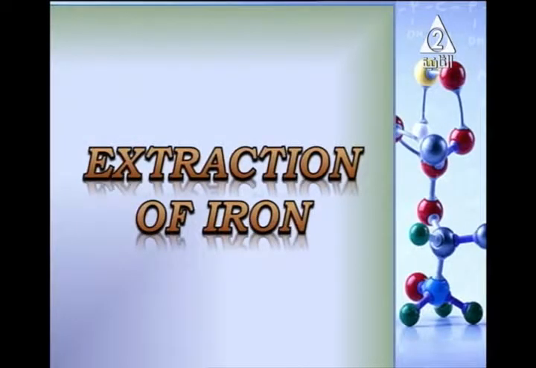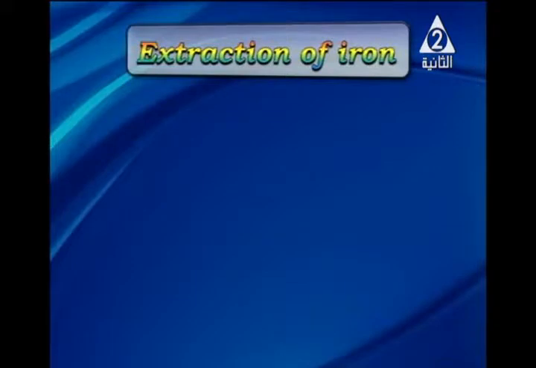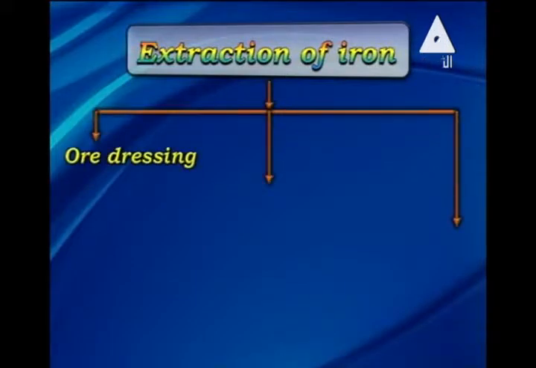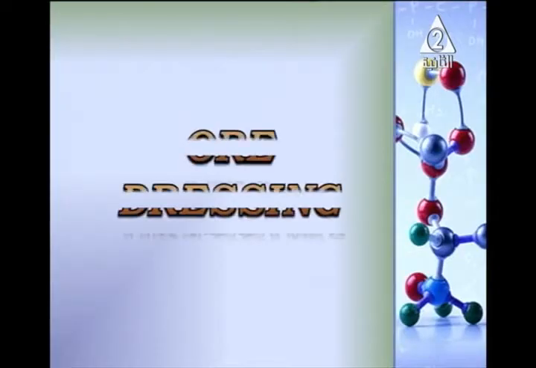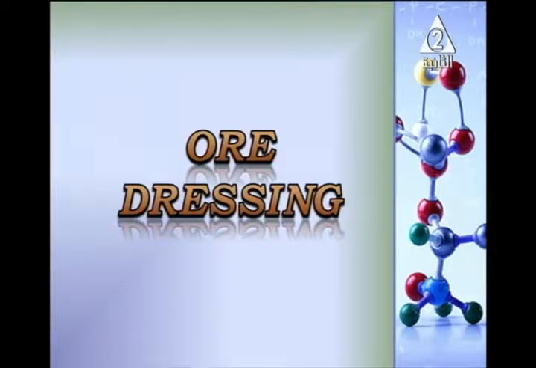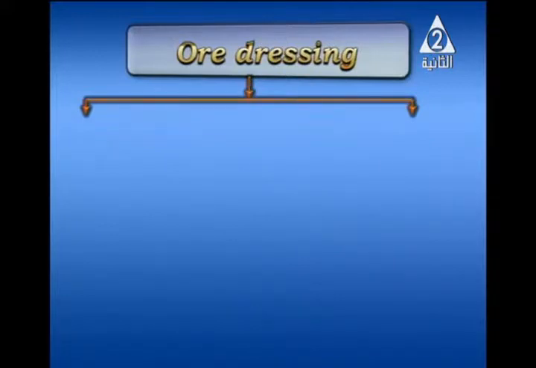Now, my dear students, we are going to discuss the extraction of iron from its ores. The extraction of iron takes place by 3 stages. The first stage is called ore dressing, second one is the reduction of ore, and third one is steel production. We are going to discuss the 3 stages in detail. So we are going to discuss first the ore dressing.